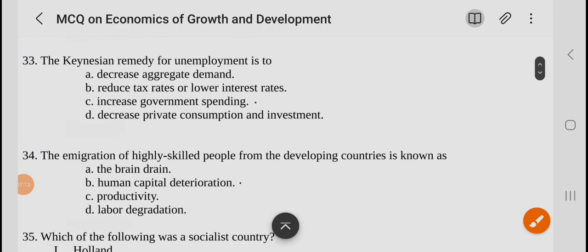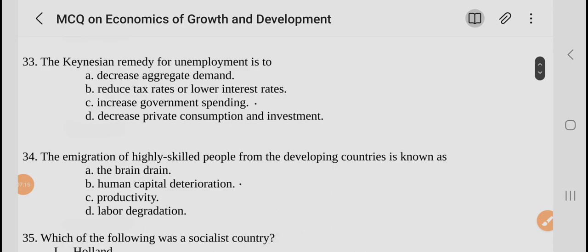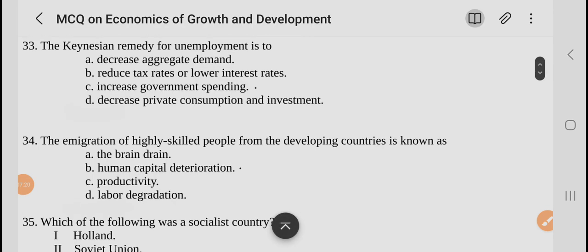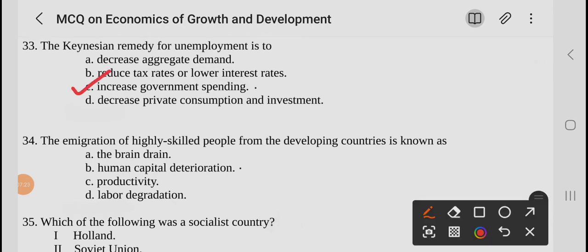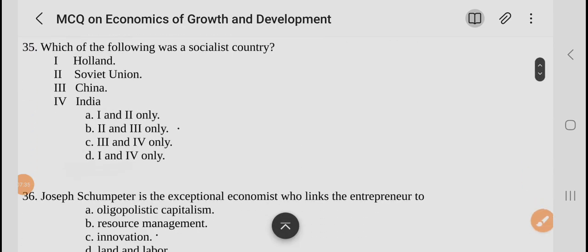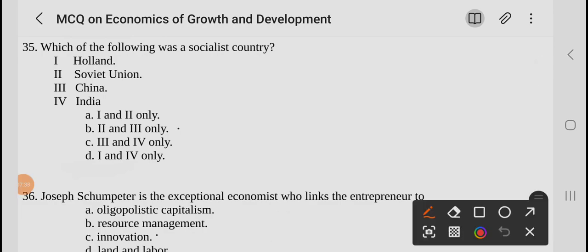Next, Keynesian remedy for unemployment is to increase government spending. The immigration of high-skilled people from the developing countries is known as human capital deterioration. Which of the following was a socialist country? Holland was not. India is both mix of capital and social. So answer is 2 and 3. So B is the right one.